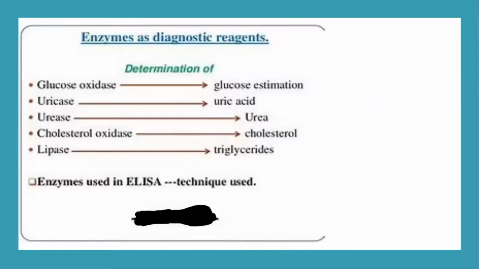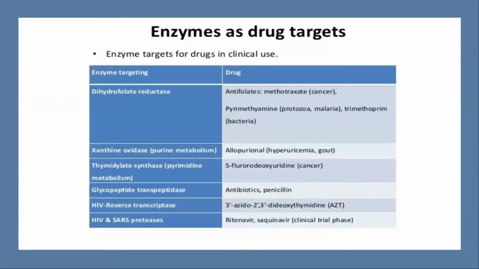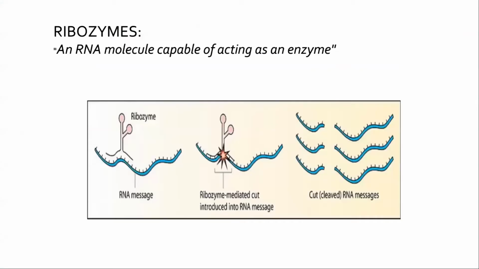Now, by using these different enzymes, we can estimate which type of disease is present in a human or in an organism. Now for enzymes as drug targets, they are not drugs, but they are used as medicines, like different enzymes are used in different medicines, like in cancer medicine, for malaria, protozoa, bacteria, gout, in treating cancer, in antibiotics like penicillin, and for treating HIV and SARS diseases, the HIV virus and coronaviruses.